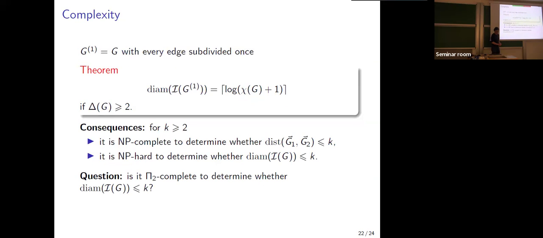And so computing the distance between two orientations is NP-hard, even to determine if it's at most 2, and to determine if it's at most 1 is easy. And to determine the inversion diameter is also hard. But actually, to determine the inversion diameter is probably not in NP, because it's a problem of the form: for every orientation, there exists a family of inversions going from one to the other. So it's probably Pi-2 complete, which is a class in the polynomial hierarchy of the form for every, there exists. Okay. So this is not a problem.